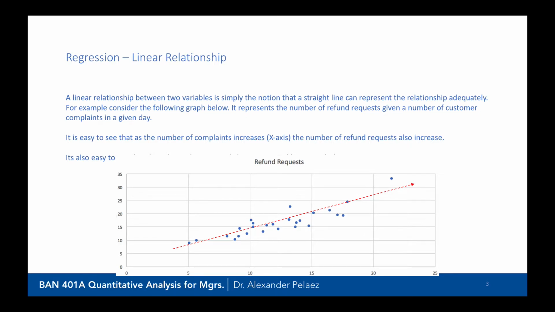The whole purpose of regression is to determine whether or not we can have a straight line go directly through all of these points so that we can get an estimate. Let's say, for example, if we have a number of complaints of 20, we will get approximately 26 or 27 refund requests.